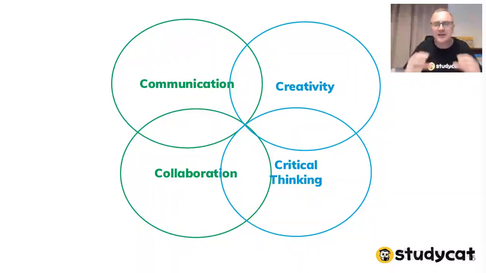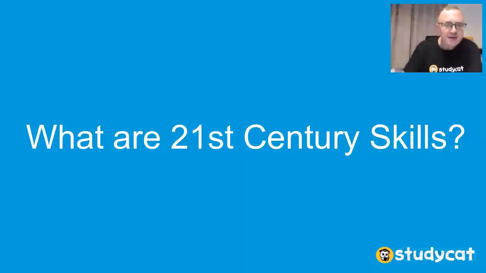What you'll find is, though, they all overlap, right? I mean, it's obvious that if you're doing critical thinking, you're probably doing some creativity. And if you're communicating, well, you must be collaborating, right? So a lot of them overlap. And I think by the end of this session, you'll notice that the four C's become a big C in the middle.